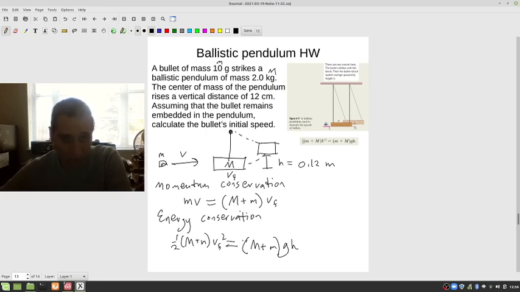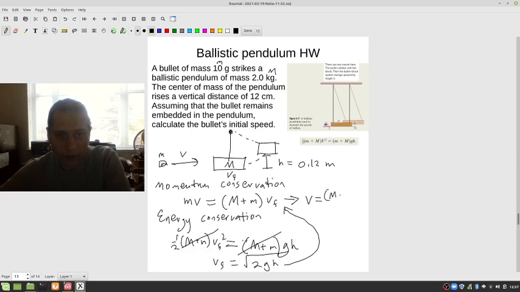Right now what we do is we go ahead and realize that those masses cancel out. We find our V final equals square root of 2g times h. Then I would feed that back in here, and I would find my V equals M plus m over little m times V final, square root of 2g h.